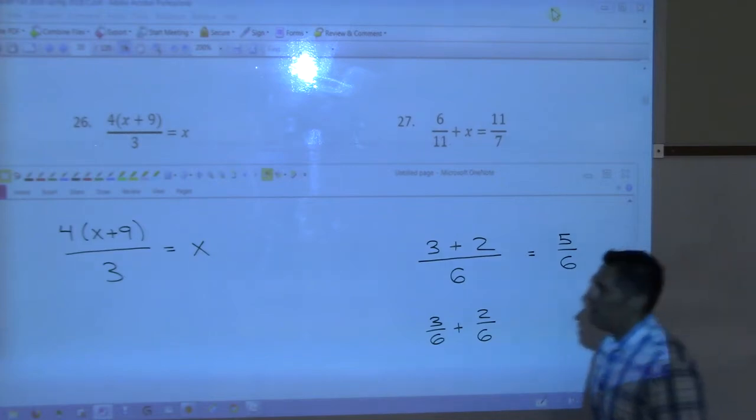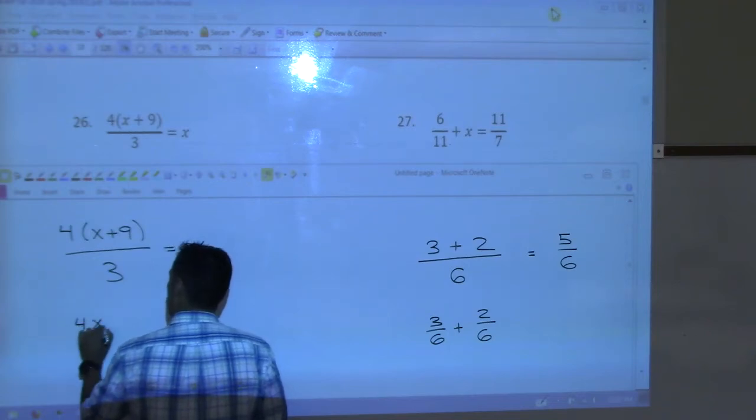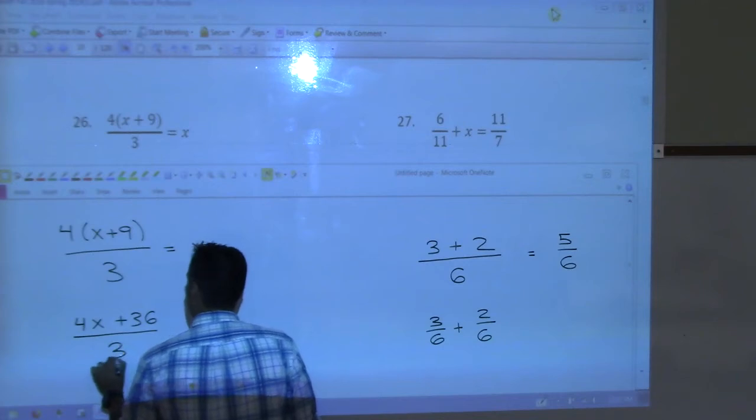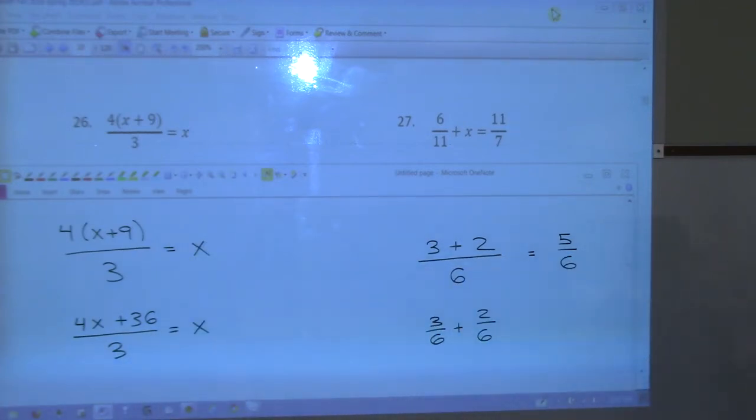You want to distribute? Okay, yeah. Y'all want to do that? There's nothing wrong with that. Let's distribute the 4 through, so we get 4x plus 36, all of that divided by 3 equals x. All right, David, I'm putting the pressure on you now.